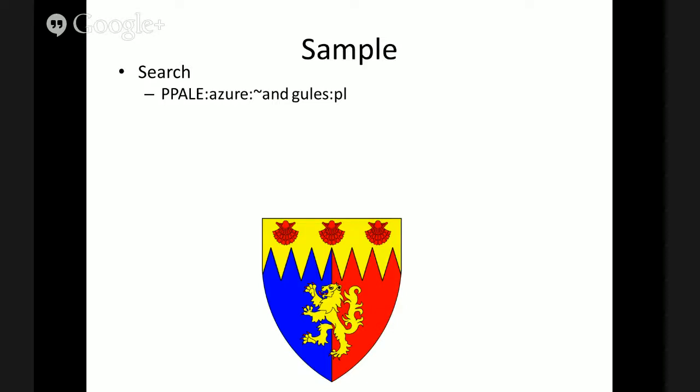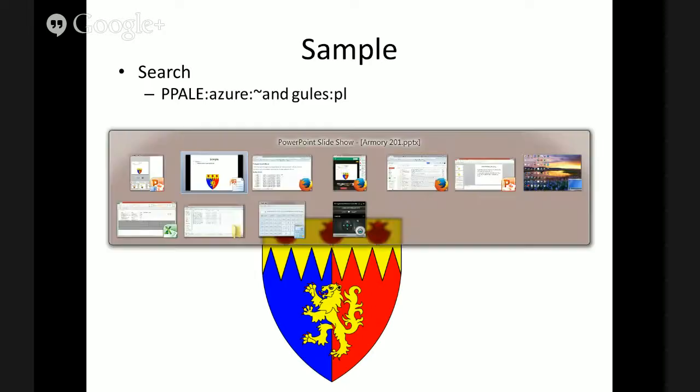So Azure is the first tincture. We would blazon Azure before Gules, so it's Azure. The second tincture is blazoned as tilde and space Gules. And then the last feature is PL, which stands for plain line. You can also spell out plain line, but I'm lazy. So Azure and Gules is interesting.